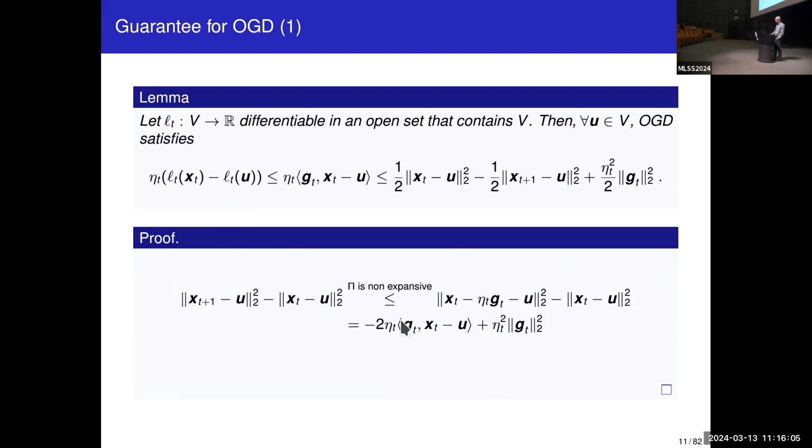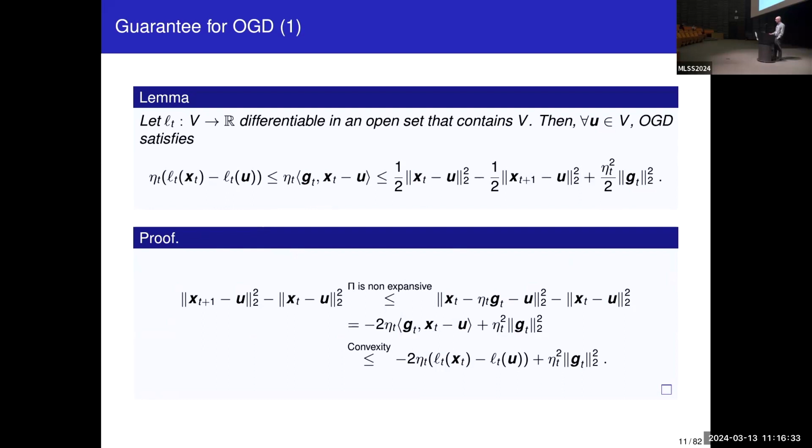Now, at this point, I remember that g_t is the gradient, and these are convex functions. And so I can immediately say that this term here is lower bounded by minus the difference between the loss at x_t and the loss at u, for any u. And that's it, the proof is finished. I just have to reorder the terms and I obtain the statement that I showed you.